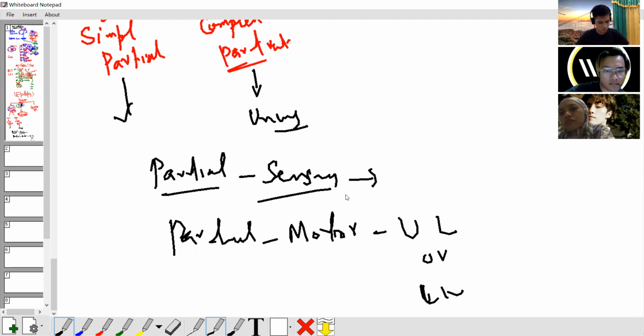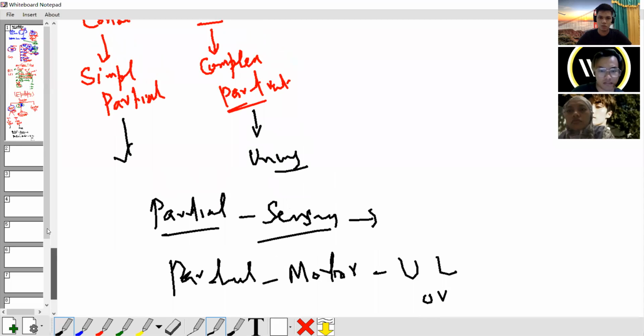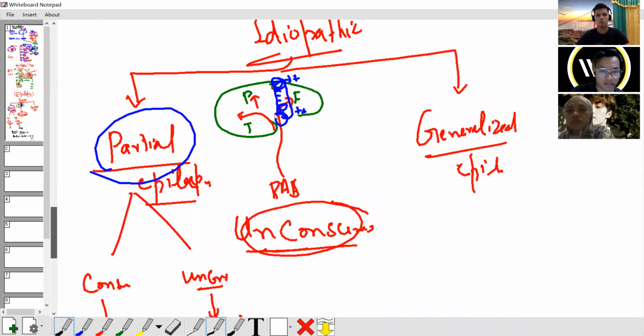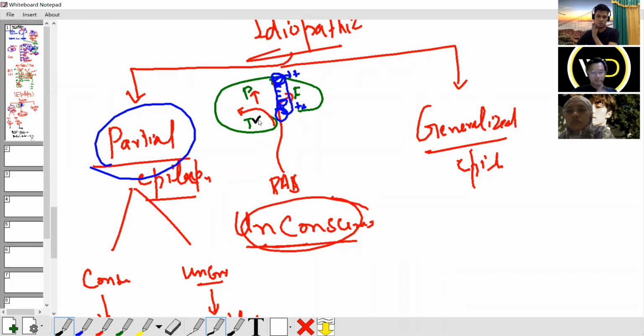Sometimes what happens is known as partial simple, partial sensory. What does sensory mean? Come to the cortex. If you stimulate the temporal cortex, occipital cortex, or parietal cortex, these cortices are sensory, not motor. Electrical stimulation mostly happens in the temporal cortex.